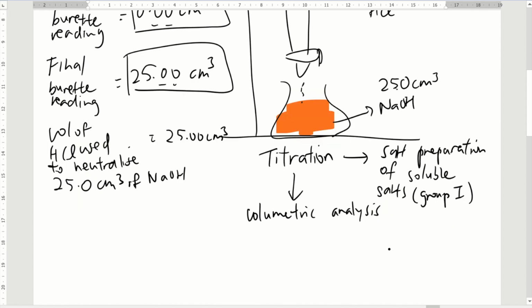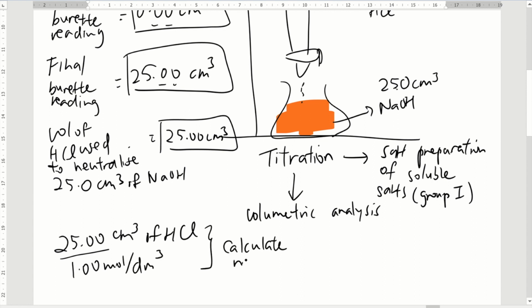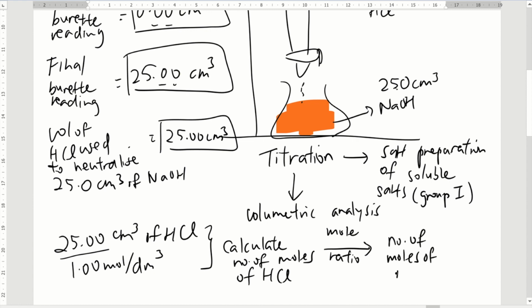From here, I know that I have 25 cm cube of HCl. That's how I get the volume. And I know the concentration is 1 mole per dm cube. So together, I can calculate the number of moles of HCl. And then I use the mole ratio to find out the number of moles of NaOH. And then, using this volume here and this number of moles, I can find out the concentration. Now, if you don't understand this, I suggest you replay this part to understand.